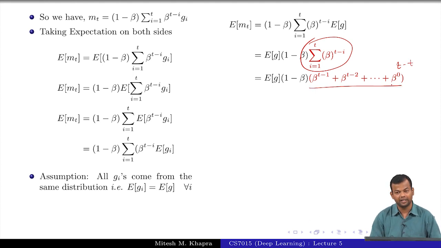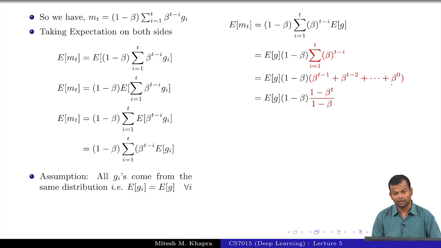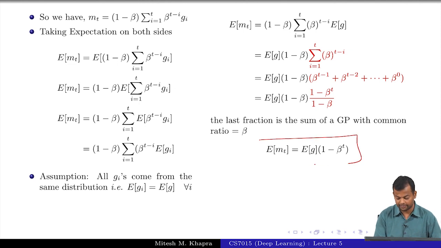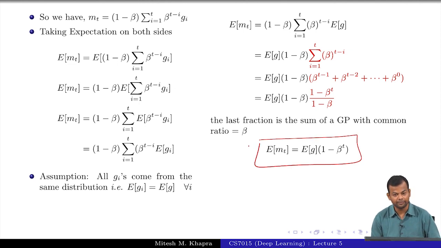So this is nothing but a sum of a GP with common ratio beta. And I can replace that sum by this formula. You know, this is the formula for the sum of a GP with common ratio beta. So I have just replaced that. And now what happens is this 1 minus beta and 1 minus beta cancel out. So I get this particular expression that the expected value of MT is equal to the expected value of G into 1 minus beta raised to T.